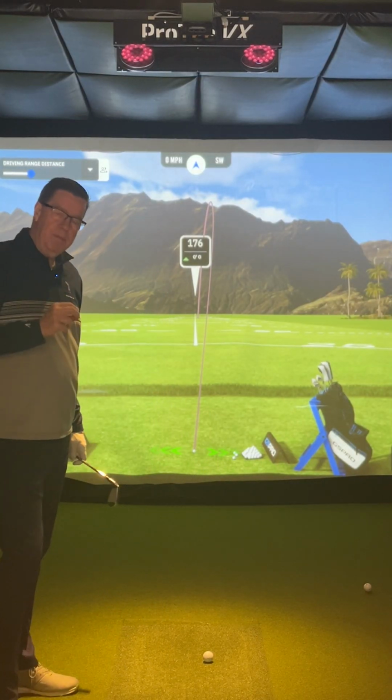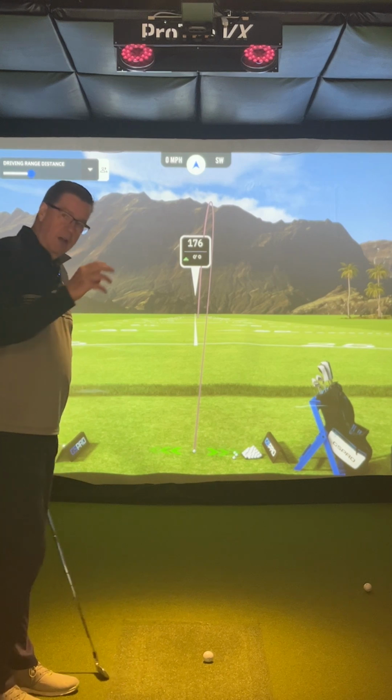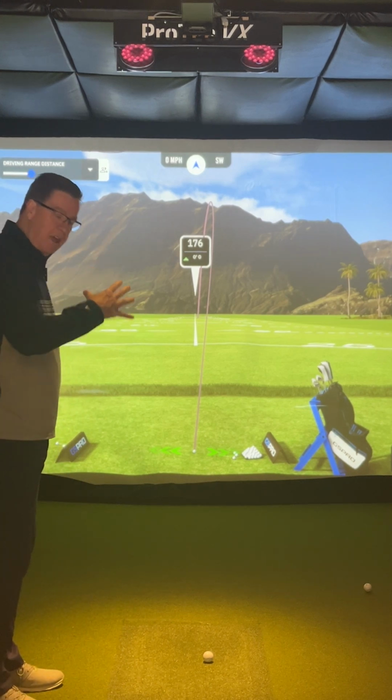So now let's hit a fade. We talked about a fade. It's the opposite of what people think. The face sends it, the path bends it.